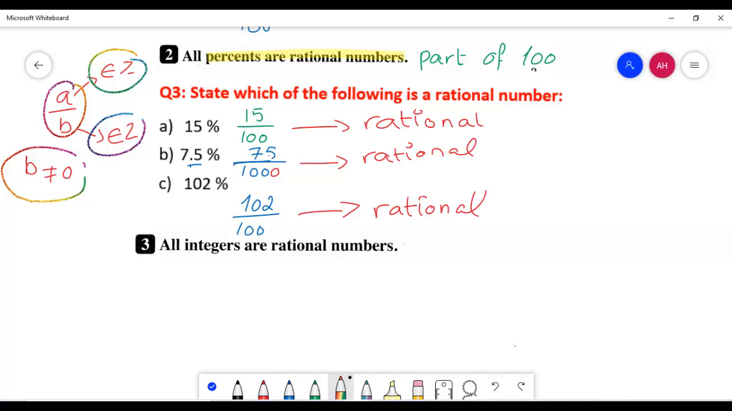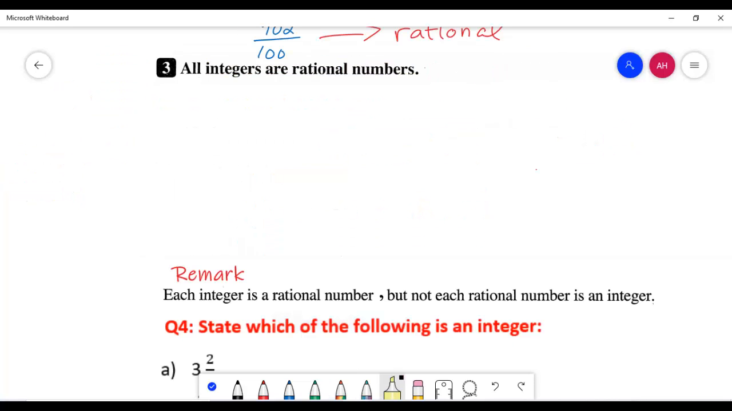Copy-paste this question in your classwork copybook. All integers are rational numbers. Is this statement true? Let's go and see if this statement is true or not. If I told you, for example, I have an integer 3, is this 3 a rational number? Yes. Why? Because I can write it as 3 over 1. Any integer can be written in a fraction form by putting it over 1.